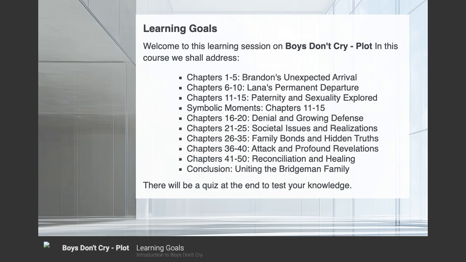Chapters 21 to 25, Societal Issues and Realizations; Chapters 26 to 35, Family Bonds and Hidden Truths; Chapters 36 to 40, Attack and Profound Revelations; Chapters 41 to 50, Reconciliation and Healing. Conclusion: Uniting the Bridgeman family. There will be a quiz at the end to test your knowledge.